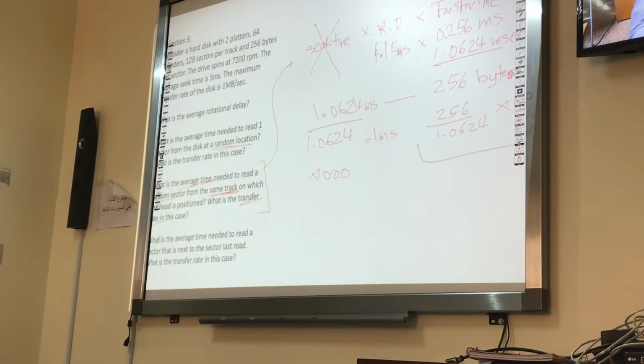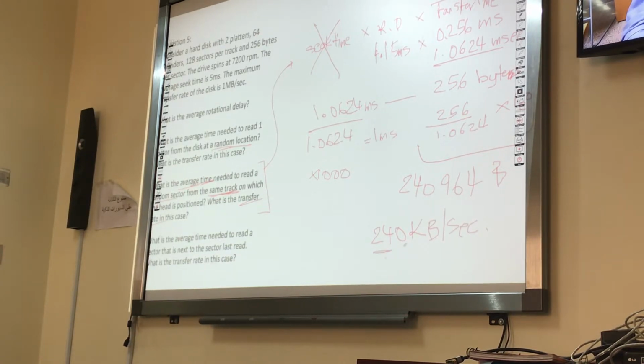So this is the total transfer rate, which is, let me do that, 256 divided by 1.0624, that's 240, multiplied by 1000, so that's 240,964 bytes. So it's about 240 kilobyte per second. That's the rate.